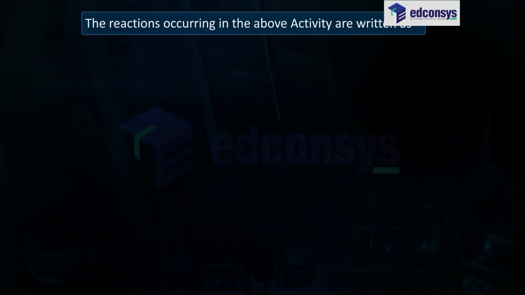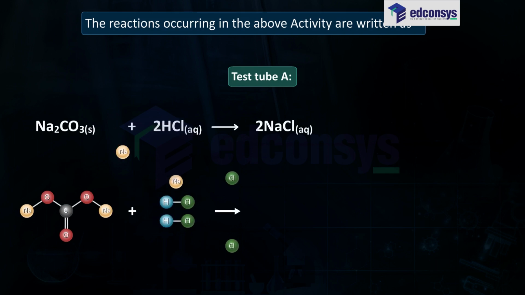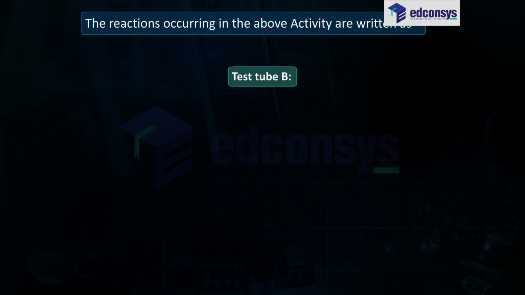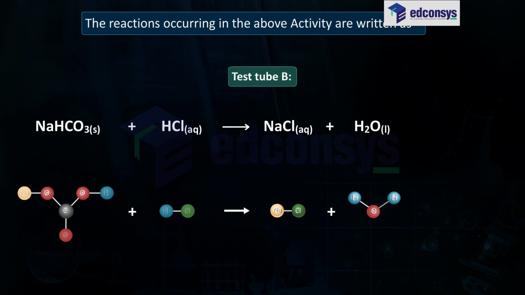The reactions occurring in the above activity are written as follows. Test tube A: Na2CO3(s) plus 2HCl(aq) gives 2NaCl(aq) plus H2O(l) plus CO2(g). Test tube B: NaHCO3(s) plus HCl(aq) gives NaCl(aq) plus H2O(l) plus CO2(g).